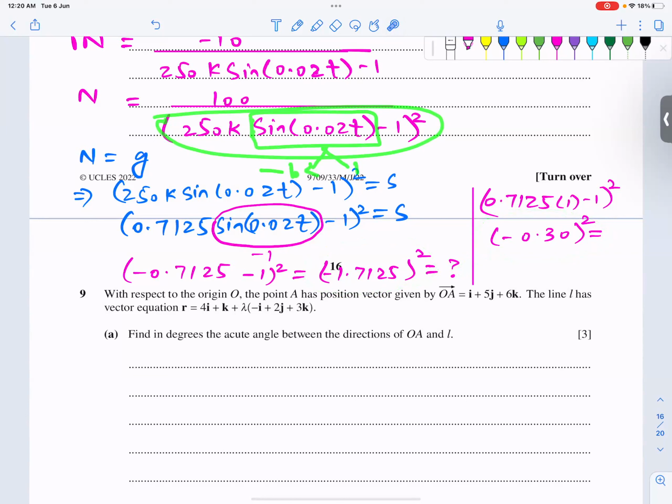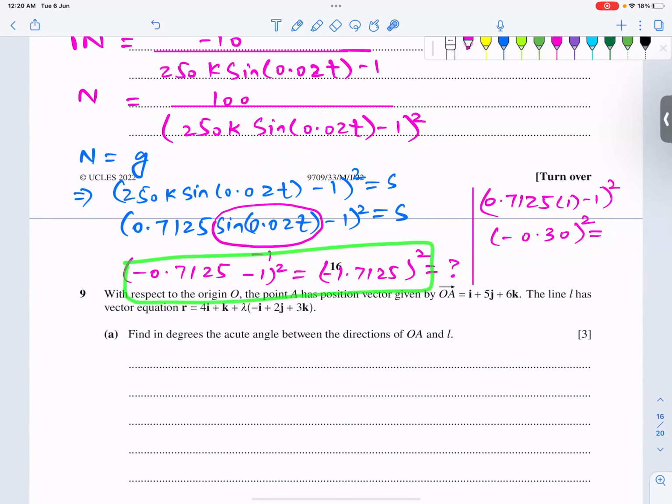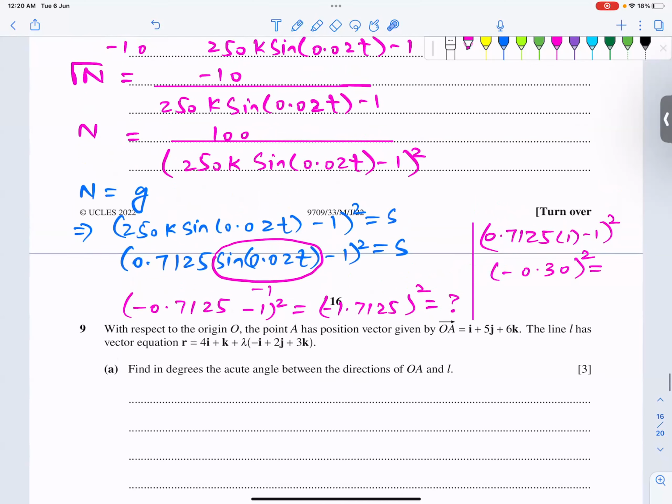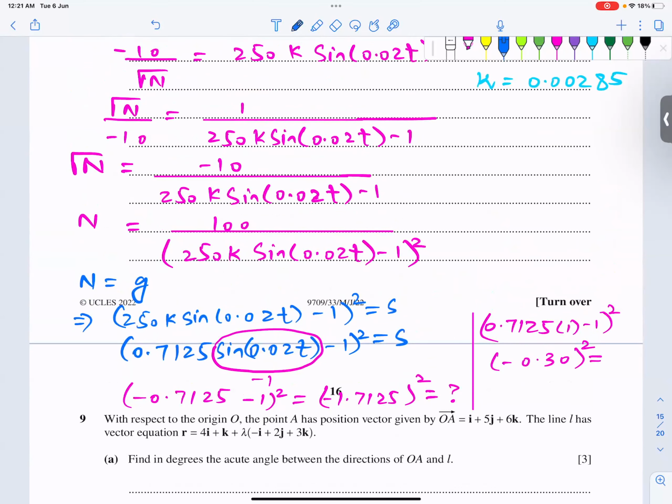But when we put sine 0.02t equals 1, the answer becomes a value which is bigger than if we put minus 1. If we put 1, this will become smaller, but if we put minus 1, this will become larger. So it means the preferable value of sine 0.02t is 1. Just put sine 0.02t equal to 1 in this expression, and you will find the greatest value of n.